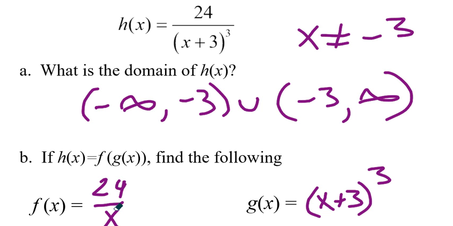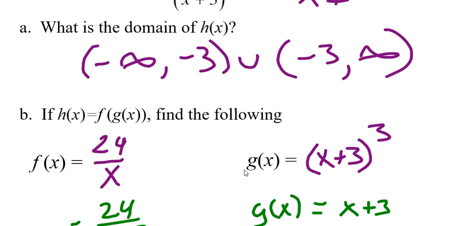All right, this was my first thinking. I know the inside function could be x plus 3 cubed. So I called that my inside function. And then my outside function would be 24 over x, because if I replace the x with g of x, I will literally have 24 over x plus 3 cubed, right? I'm replacing this x with g of x.